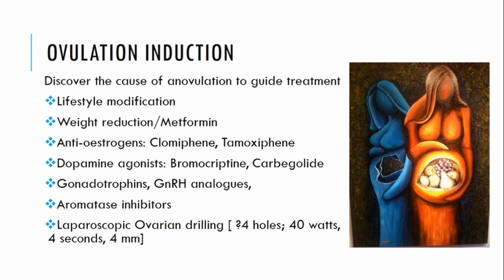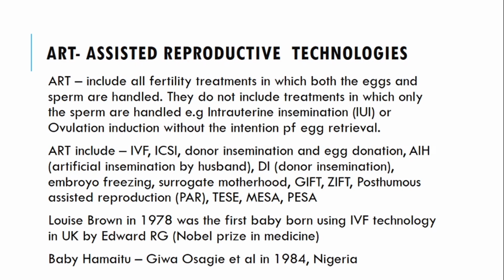Now, before now, we used to talk about 4 holes. Usually, people can put up to 6 holes, depending on how convenient. But what's important is to ensure that the holes are well placed apart, and of course 40 watts for 4 seconds. Most of the time, women can achieve ovulation.